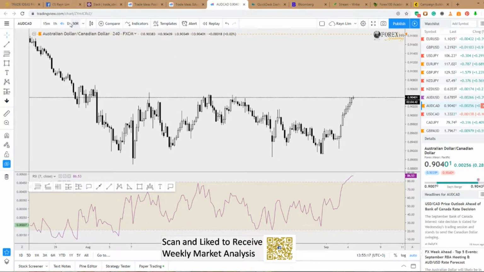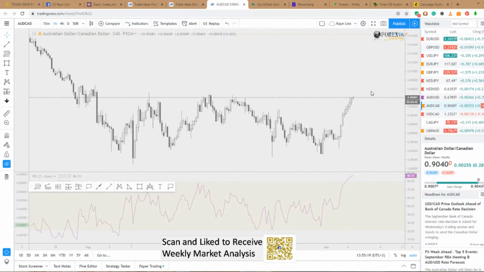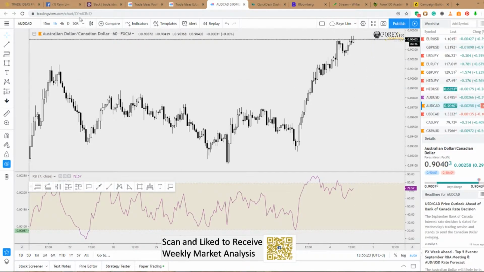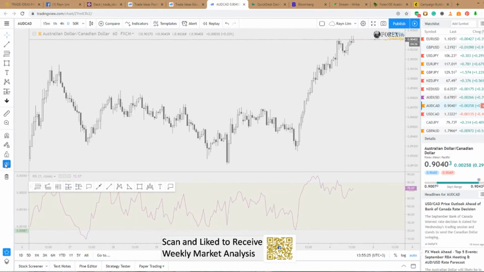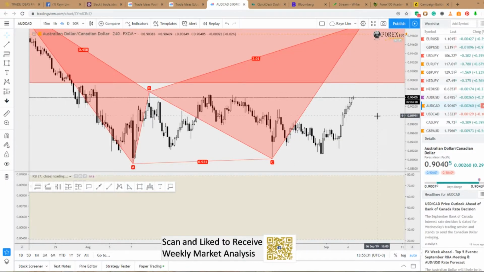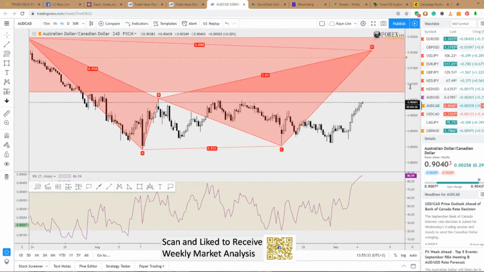Candle like this again. To the 1 hour chart. Nothing much on the 1 hour. Back to the daily chart, I'll share with you my analysis. Daily chart, sell zone. 4 hour chart, a bearish Gartley pattern. Okay, pattern complete at 92.07, still about 160, 167 pips to go.